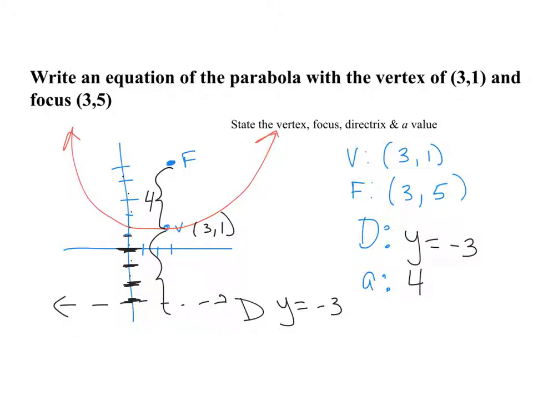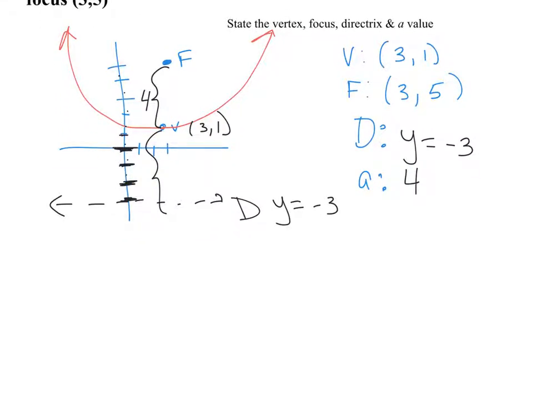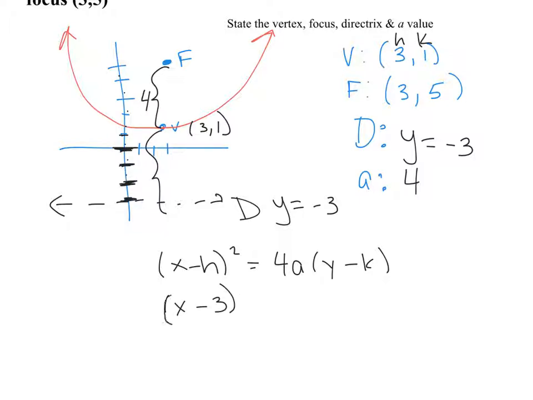Now that I have all these pieces of information, I can now write the equation of my parabola. Because it is an upward opening parabola, I will be using the equation (x minus h) squared equals positive 4a, because it's opening upward, (y minus k). The h and the k come from the vertex, h and k. In this case, h is 3, so x minus 3. My a value is 4, and my y minus k is going to be y minus 1.